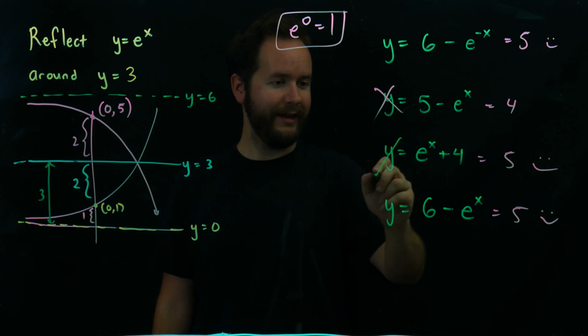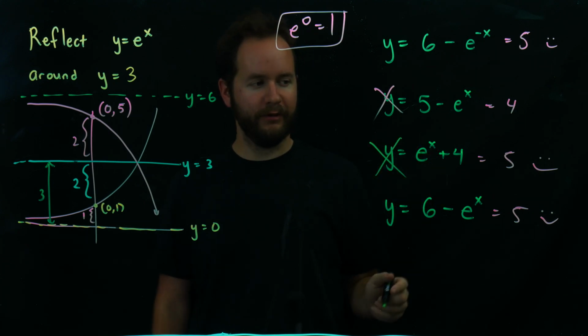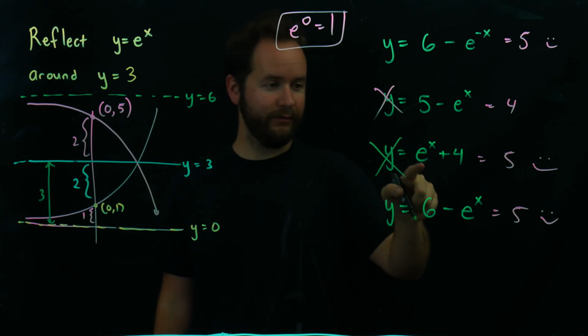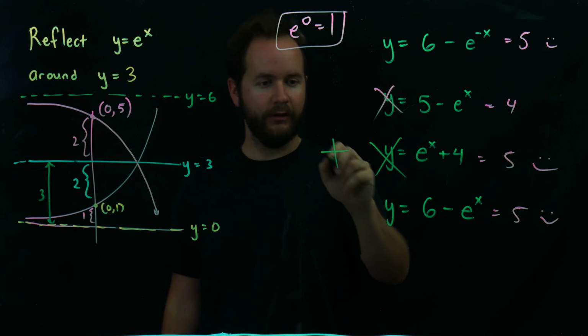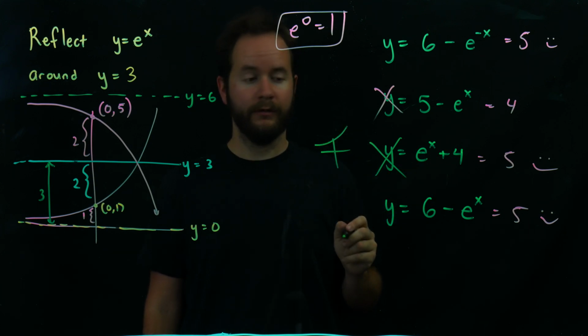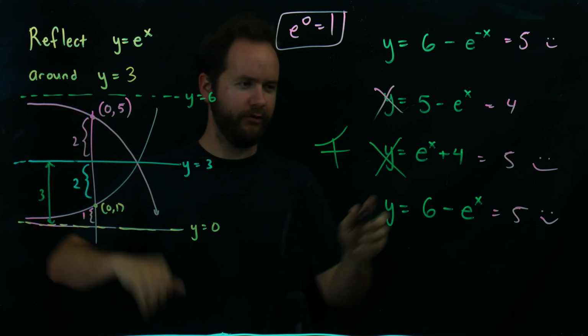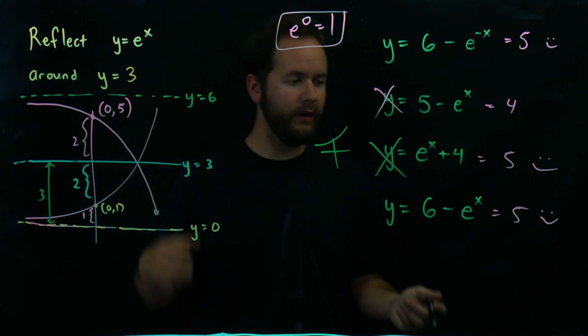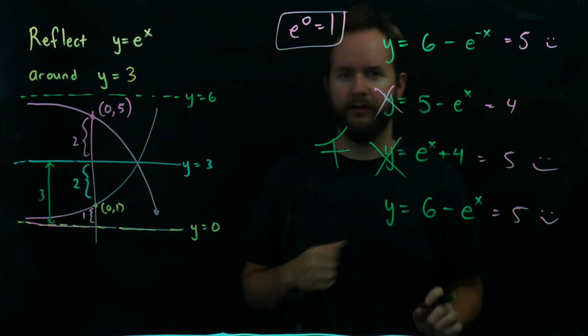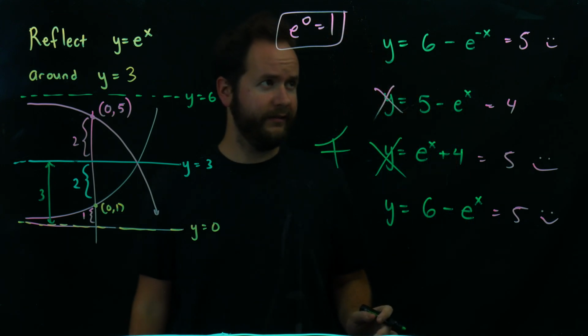So with that in mind, it cannot be this answer choice, e to the x plus 4, to say nothing of the fact that e to the x without any sort of sign change still looks like an upward sloping exponential. But now our pink curve here is a downward sloping exponential, so this could never have been right. So now we have to determine what is the key difference between this first answer and this second answer.